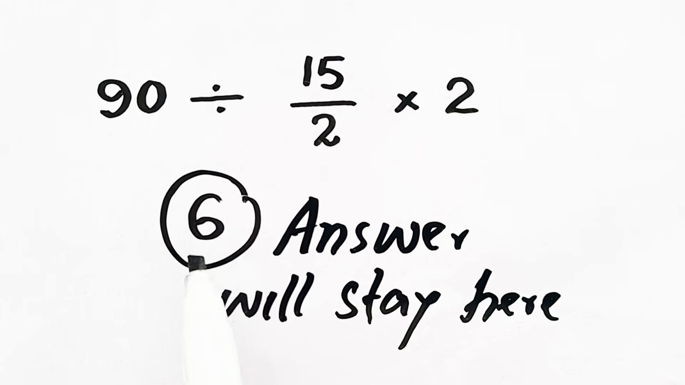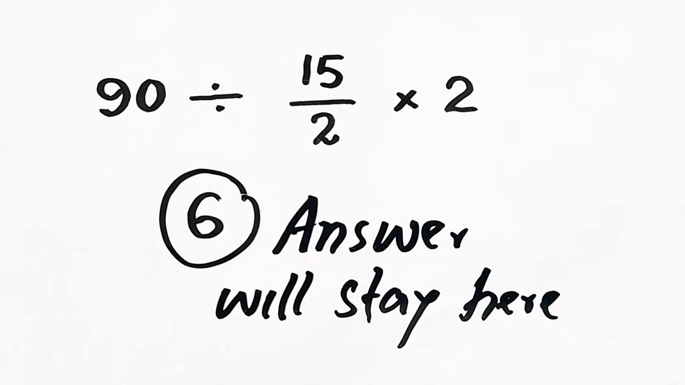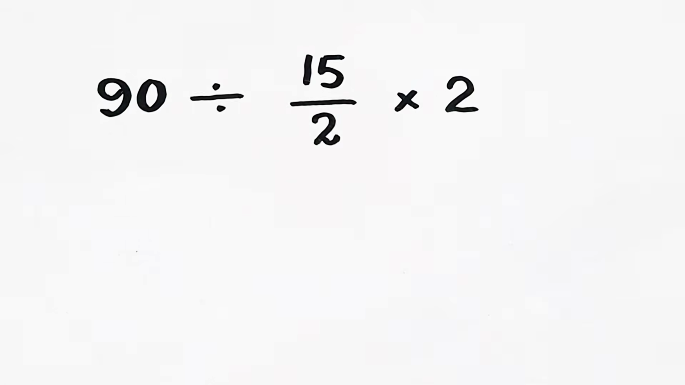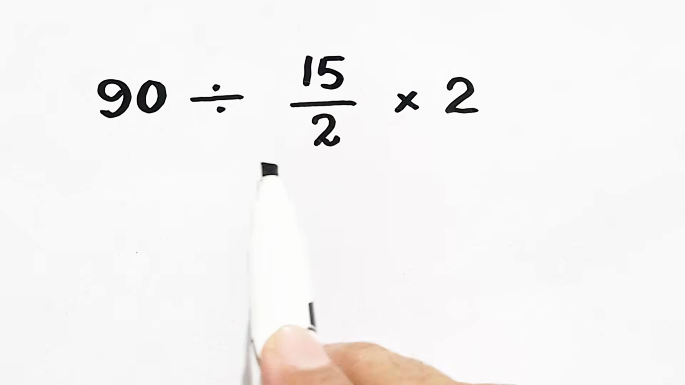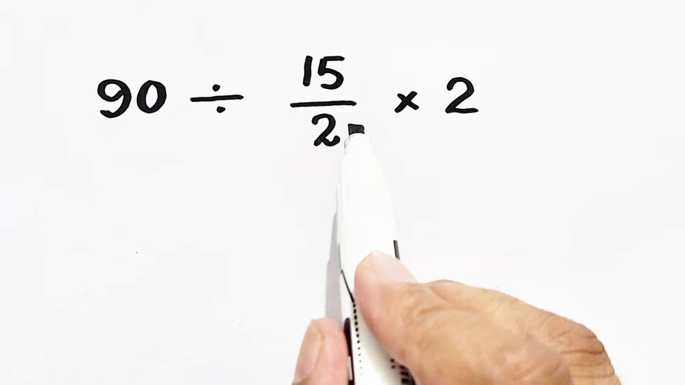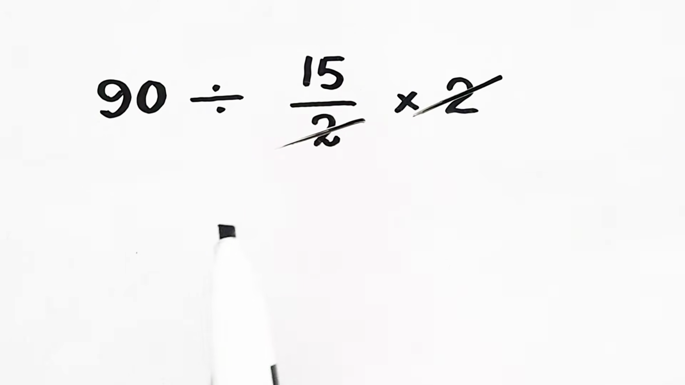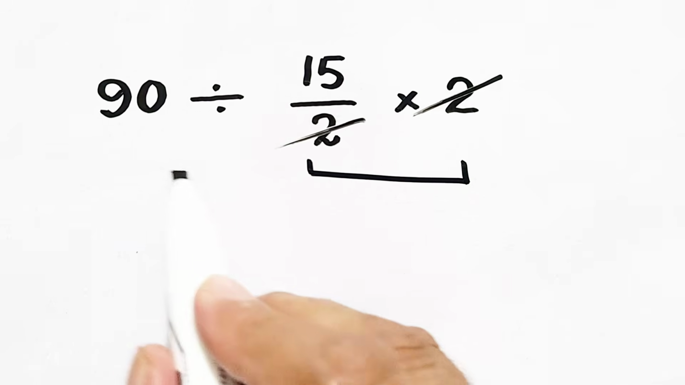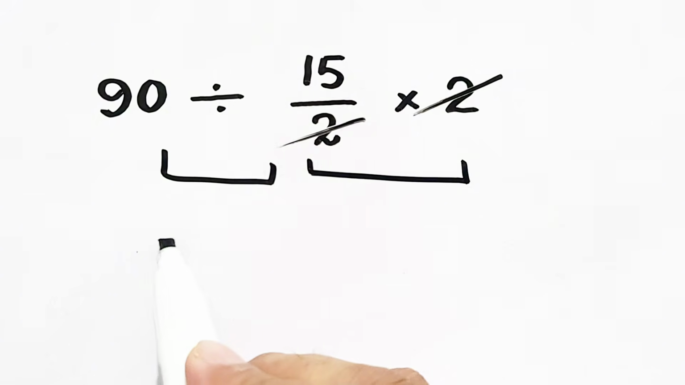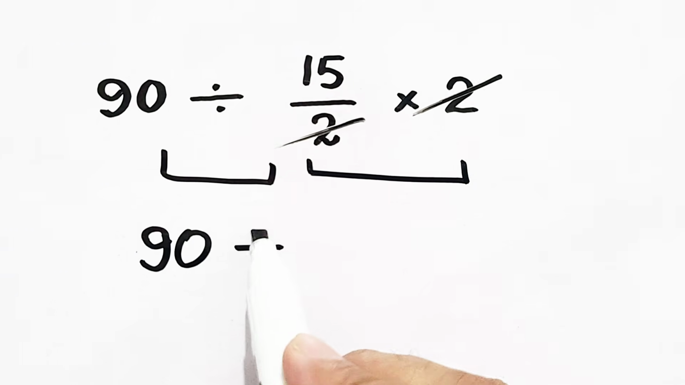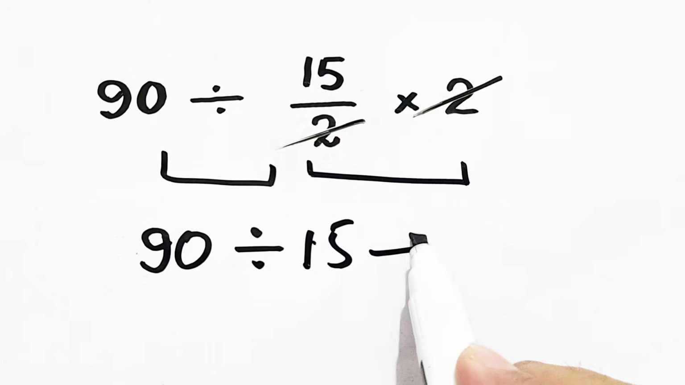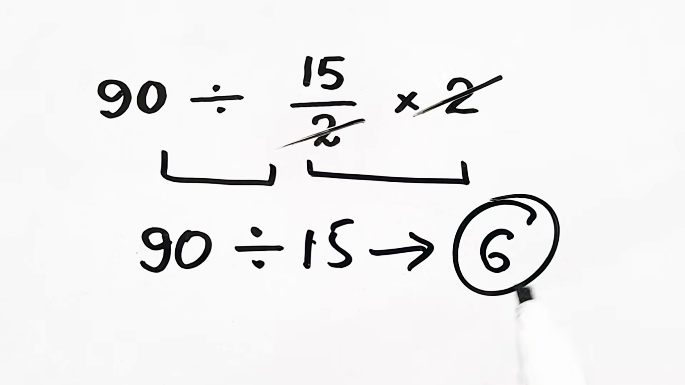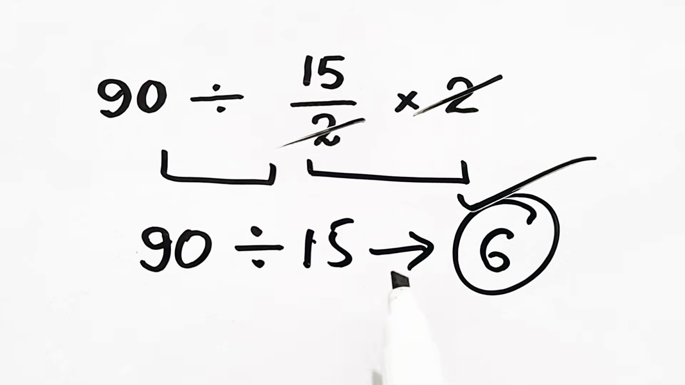I have said that those whose answer is 6, how they get 6, that is not under discussion. But I will say that those whose answer is 6, it is because this 2 and this 2 have been cancelled. They treated this one earlier than this one, so their remaining portion is 90 divided by 15, which will result in 6. Those whose answer is 6 will stay here, because 6 is not correct.